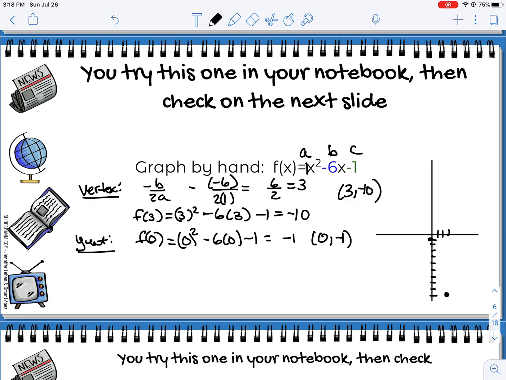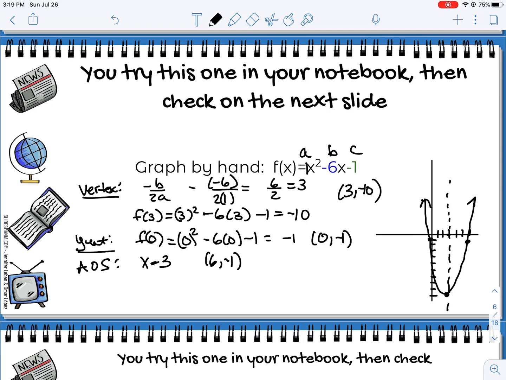The next thing we plot is our axis of symmetry. In this case, it's going to go right through 3. Then I'm going to reflect that point. Since that's 3 away on the left, I'm going to go 3 to the right and get that point. So that point would be (6, -1), my matching point there. And then I'm going to connect my dots into a parabola shape.